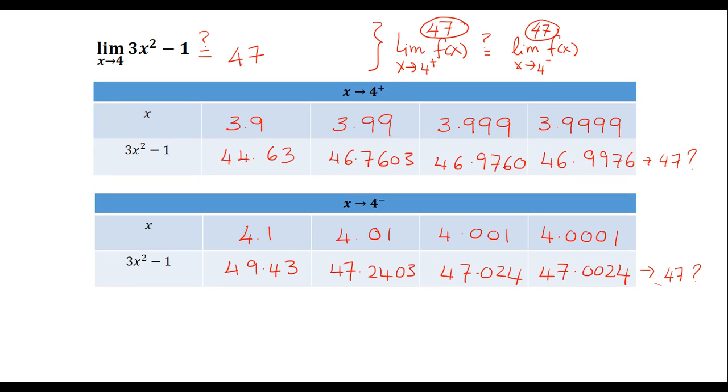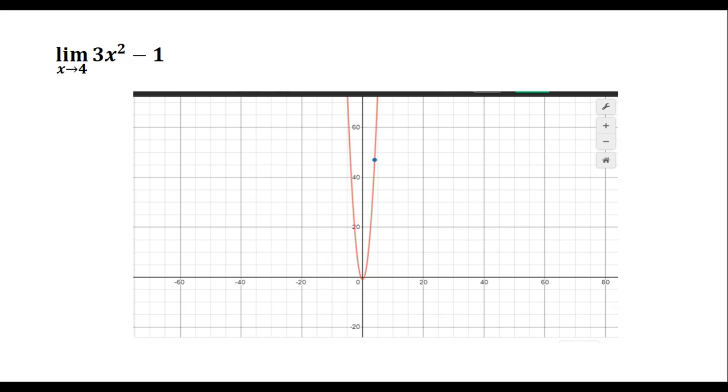All right, now we proceed to the second way to solve this. Okay, what happens if I have the graph? So this is my graph. The red one is the function 3x squared minus 4, and I need to find my limit when x goes to 4.